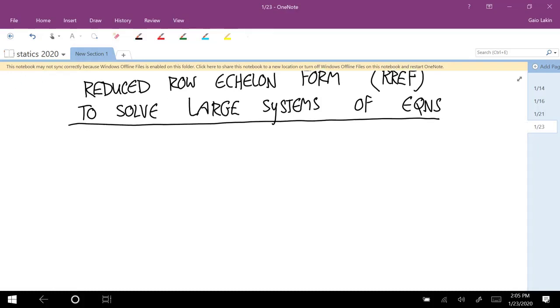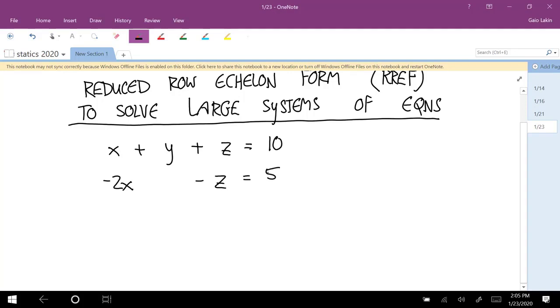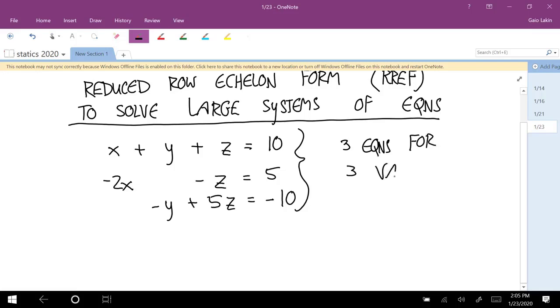Okay, so let's say that we have a system: x plus y plus z is equal to 10, negative 2x minus z is equal to 5, and minus y plus 5z is equal to minus 10. Okay, so that's a system of 3 equations for 3 variables.